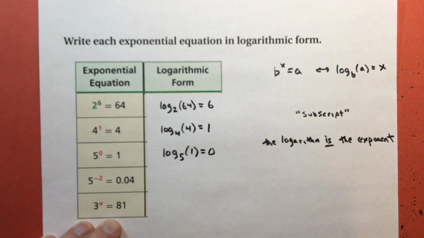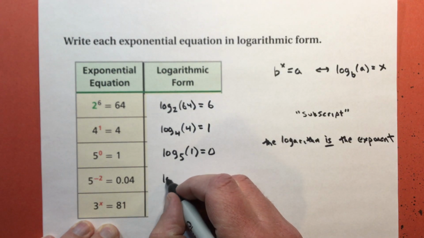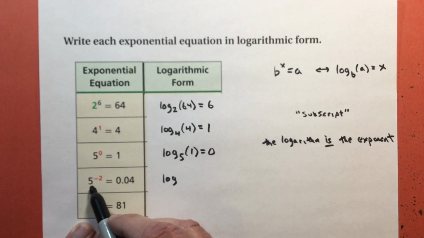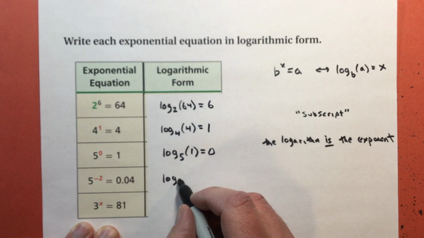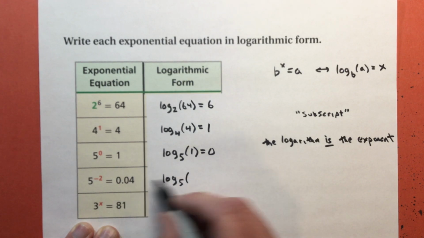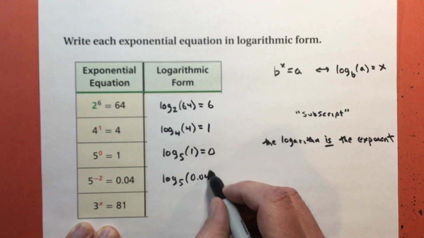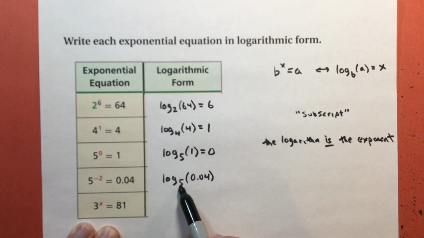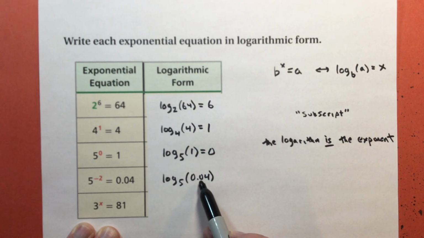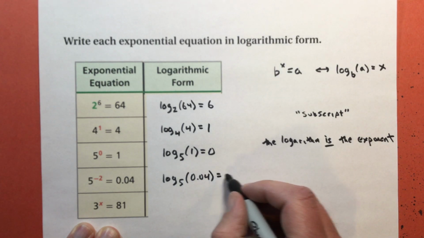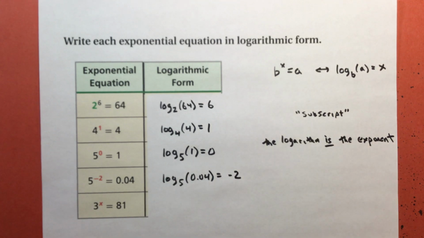So anyway, let's do the next one. The base of my exponent is 5, so the base of my logarithm is 5. 0.04, so this is saying 5 to what power equals 4 100ths, or 1/25th? And that's going to be -2.